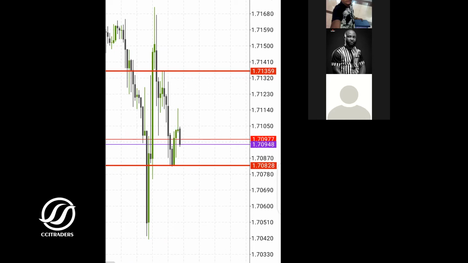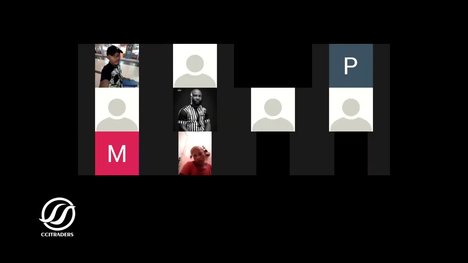Okay. Now, can somebody copy the entry price for me? The entry price is the line below, 1.70828, while the stop loss is 1.71359. So please, somebody should copy that for me so that when we go into the chart, you get to read out for me. So I would unmute one person so that the person can call the entry price and the stop loss. I hope somebody took record of that.